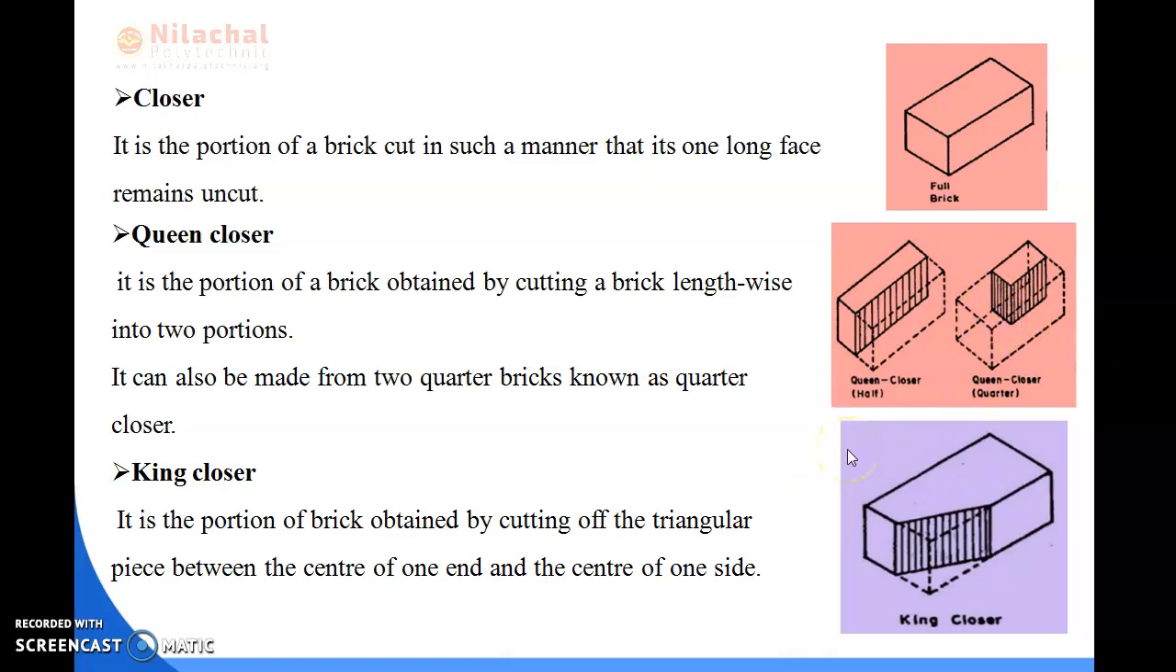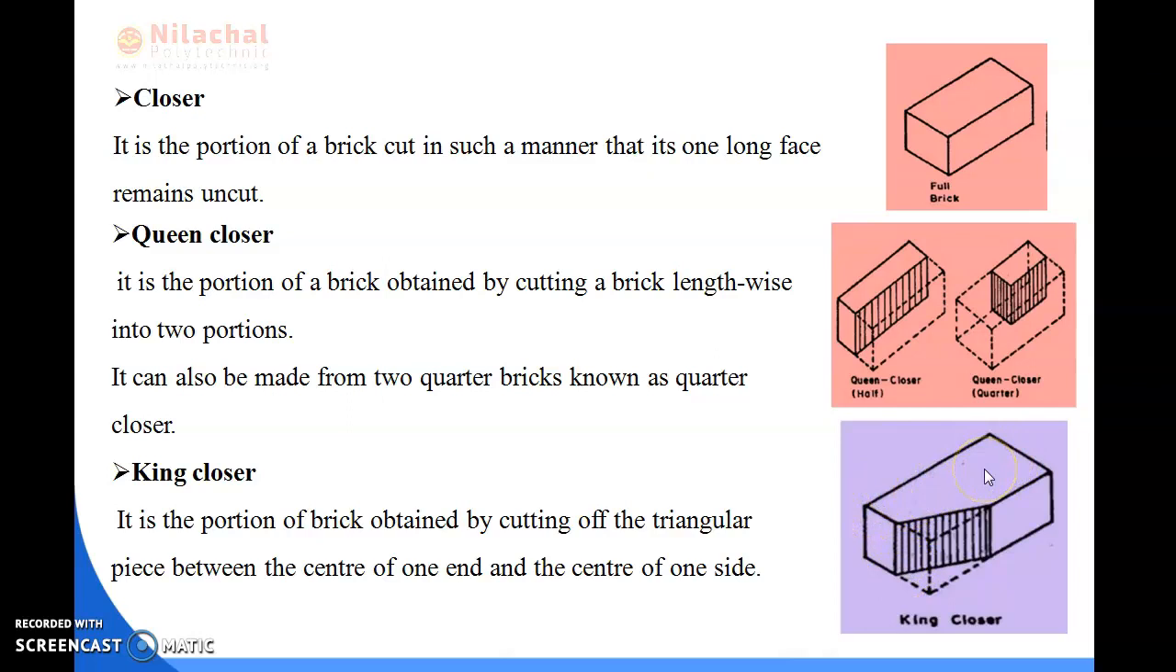And the next one is king closure. It is the portion of the brick obtained by cutting off the triangular piece between the center of one end and the center of one side. This is known as king closure. You can see here the images I have already shown. This portion of the brick which is left out is known as king closure. And how has this brick been obtained?